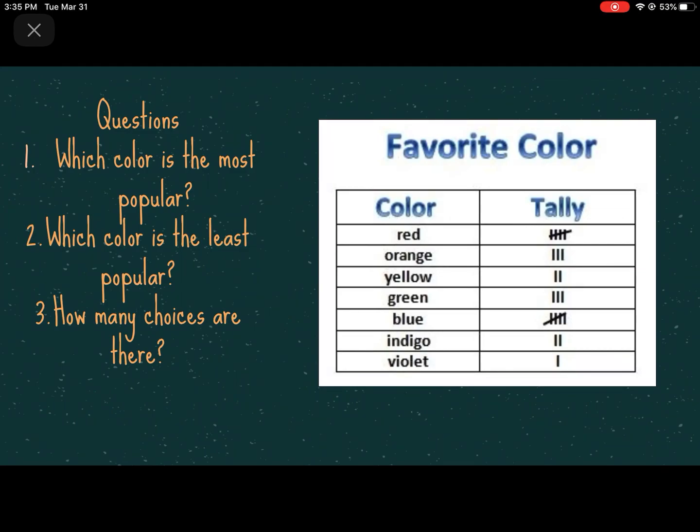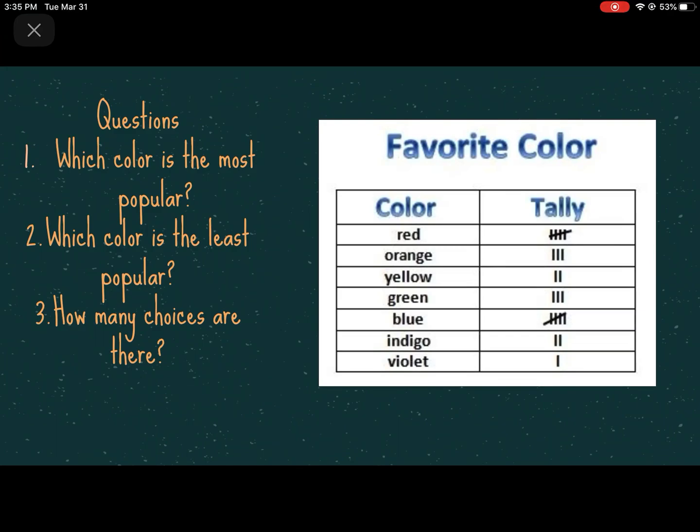Which color is the least popular? Now, remember, least means smallest amount. So take a look at our favorite color chart and which one has the smallest amount. If you look, violet only has 1, so violet would be the least popular.